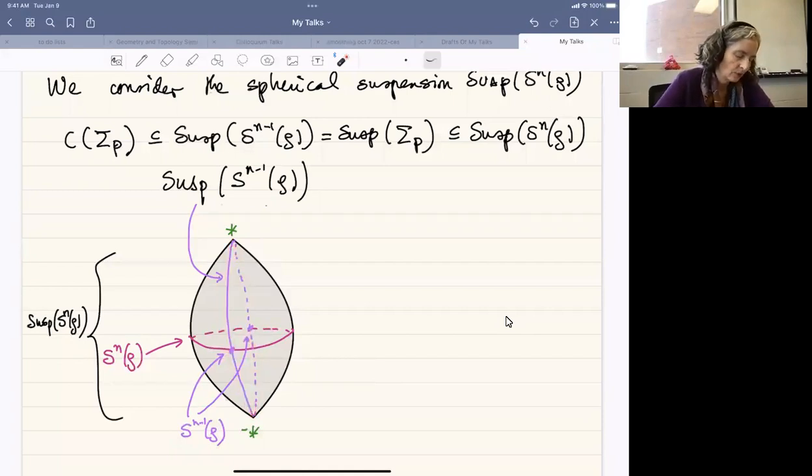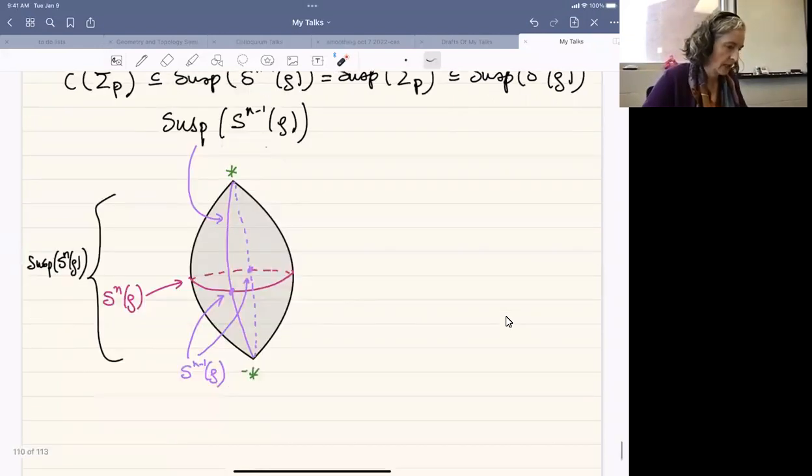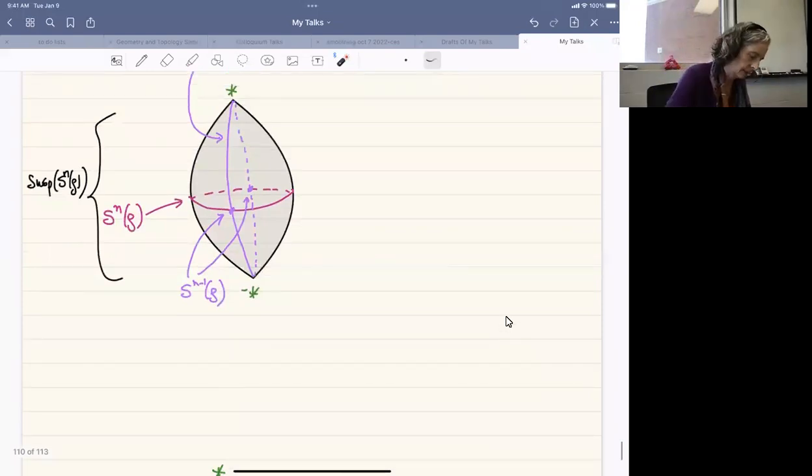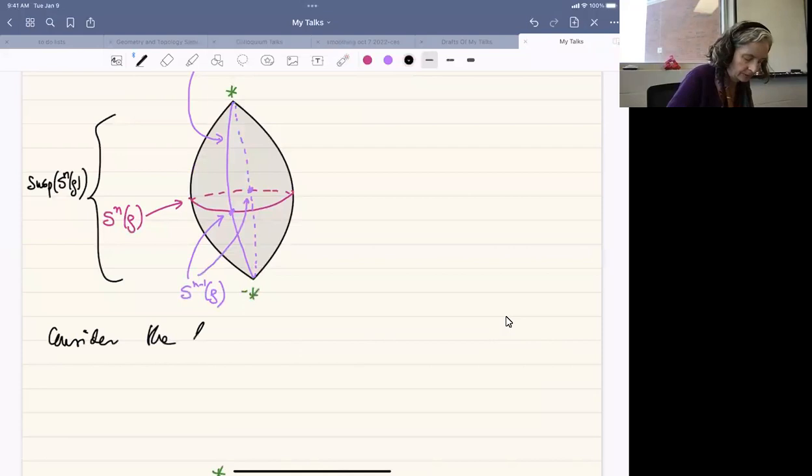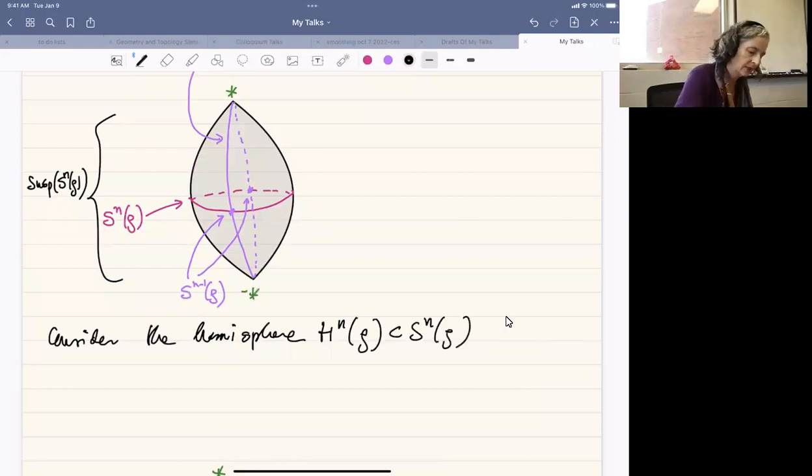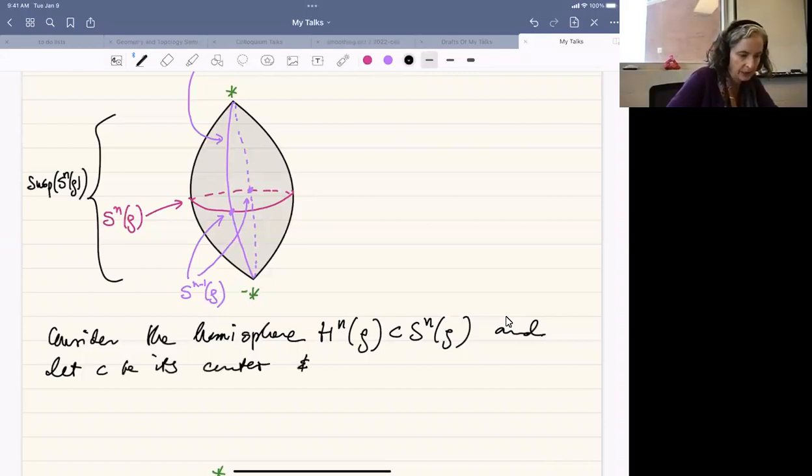Okay, so we want to take advantage of the work of Green and Wu on strictly concave functions in positive curvature in geodesically convex spaces. So to do that, we want to consider the hemisphere, that's H^n of rho sitting inside of S^n of rho. I'm just looking at the hemisphere over here, and I'm going to suspend that. In the picture below, I'm going to let C be its center because that's relevant. And the boundary then of this hemisphere is actually my S^{n-1} of rho.